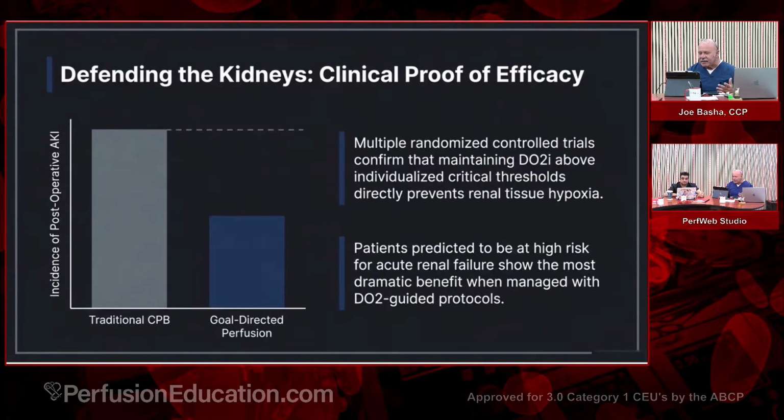And then defending the kidneys, there are multiple randomized controlled trials that confirm, and I'll show you those at the end, that maintaining DO2I above an individualized critical threshold directly prevents renal tissue hypoxia. Here you can see the incidence of postoperative AKI is much higher with traditional CPB, where we're just going with a number based on the BSA. And in goal-directed perfusion, where you're measuring more of the things from the dashboard that I just showed you, there's a reduction. And part of that really is, I think, the DO2I issue.